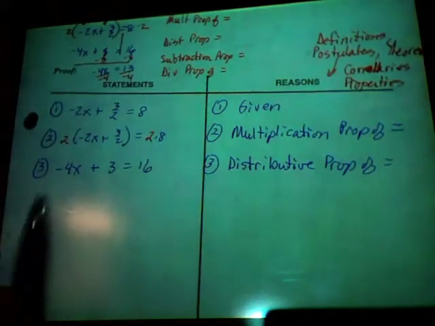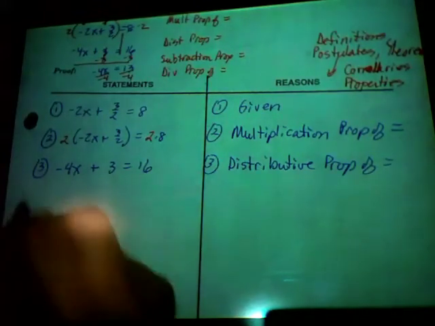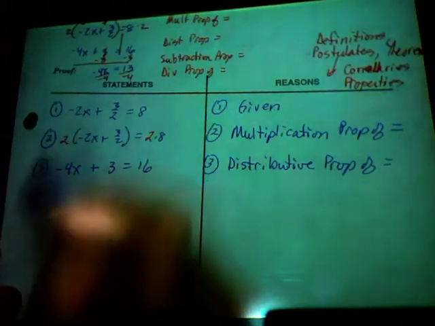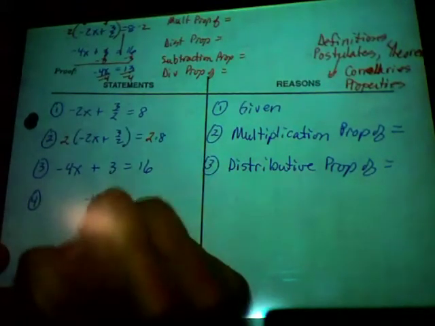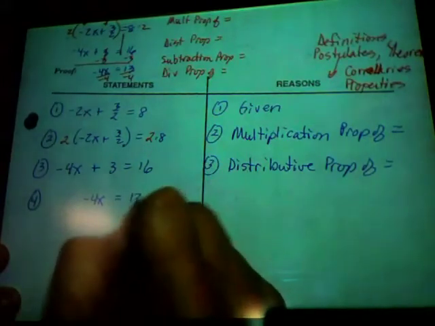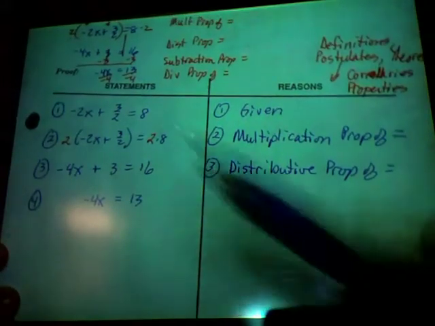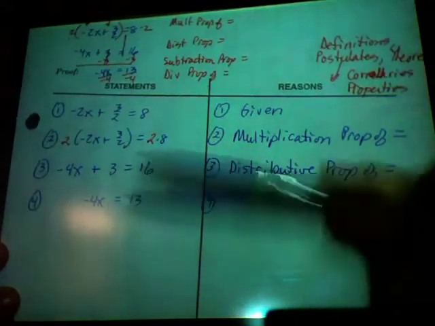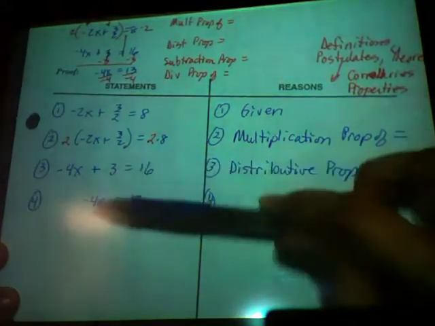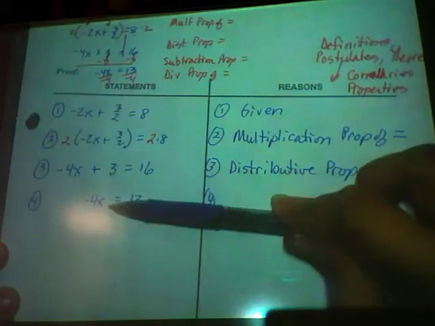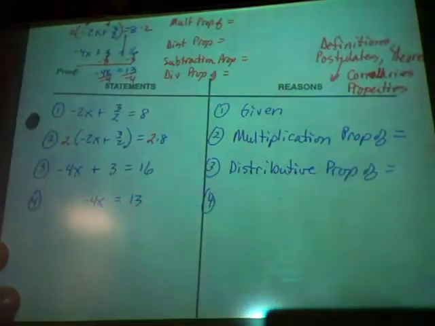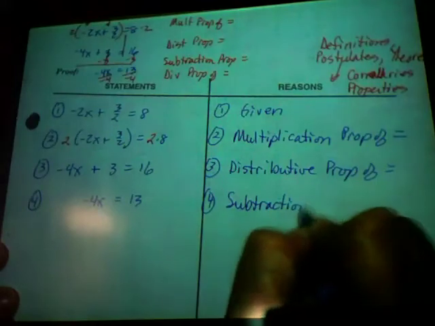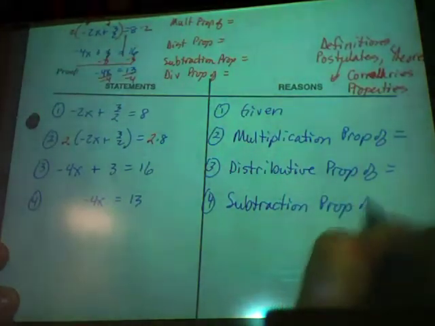And then according to our plan, we're going to subtract 3 from both sides. We're not going to actually show the subtracting of 3. We're just going to show the result. Wasn't the result up here negative 4x is equal to 13? And your reason is always, if you get stuck on your reason, go to the step above. What did I do here to get to here? I subtracted 3 from both sides, right? That is your subtraction property of equality.